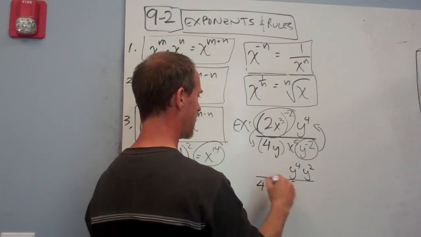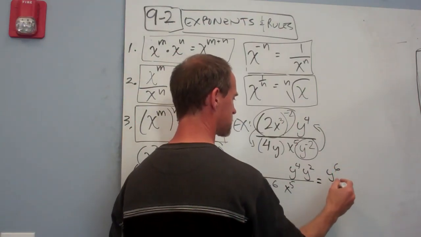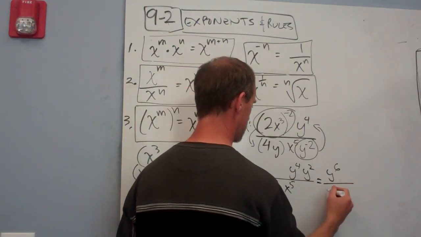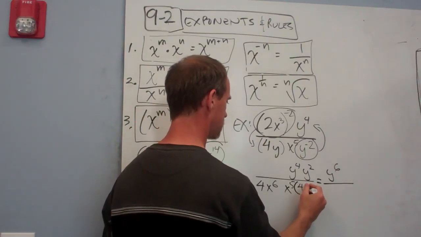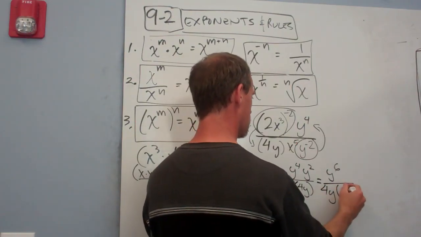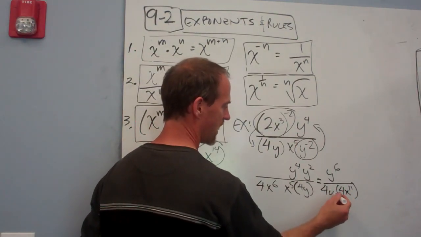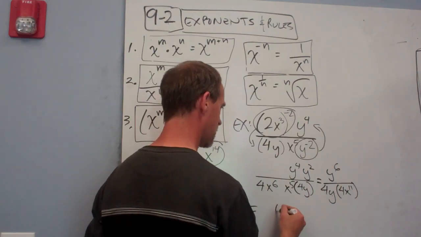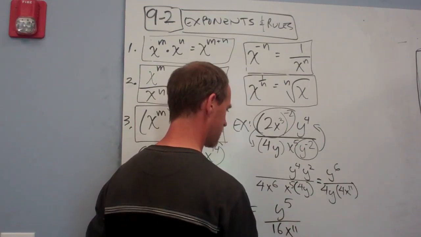Okay? So now what happens to this? y to the 4th times y to the 2nd, that's y to the 6th. Down below here, x to the 5th times x to the 6th is x to the 11th, and oops, I forgot that 4y. So I thought I was forgetting something. 4y down below. So then this becomes 4y times 4x to the 11th. Well, 4 times 4 is 16, and I've got 1y down here, which will cancel with 1y up above, so my final answer would be y to the 5th over 16x to the 11th. Okay?